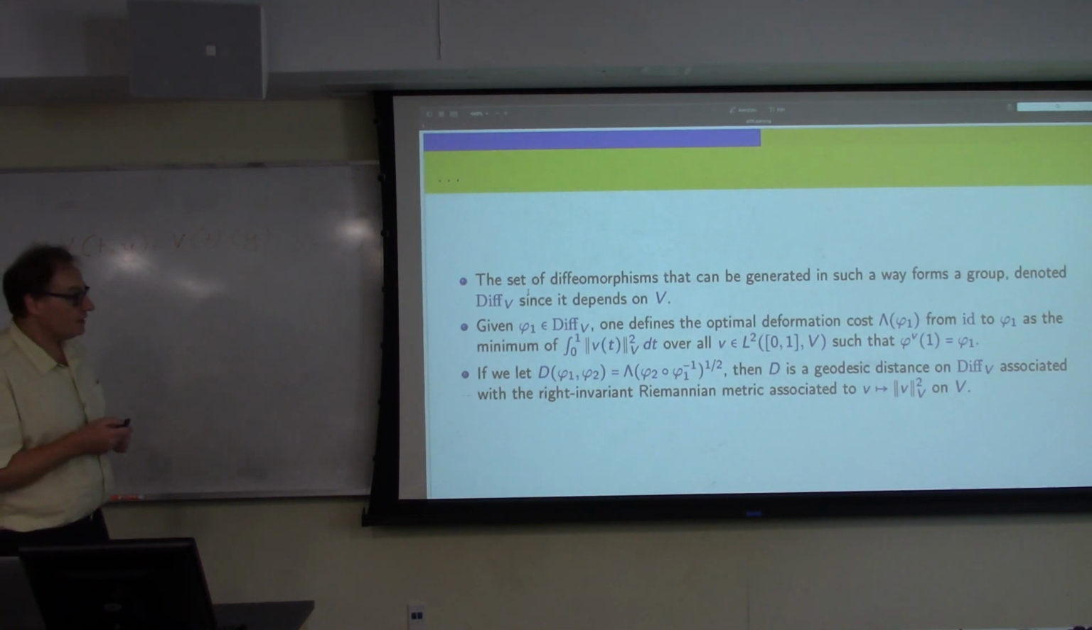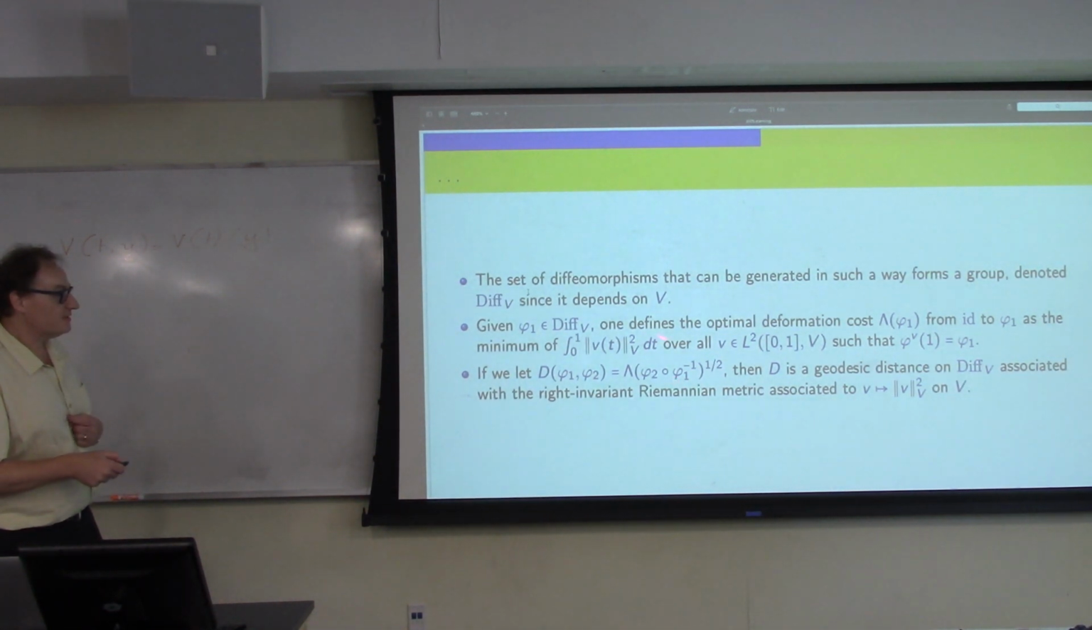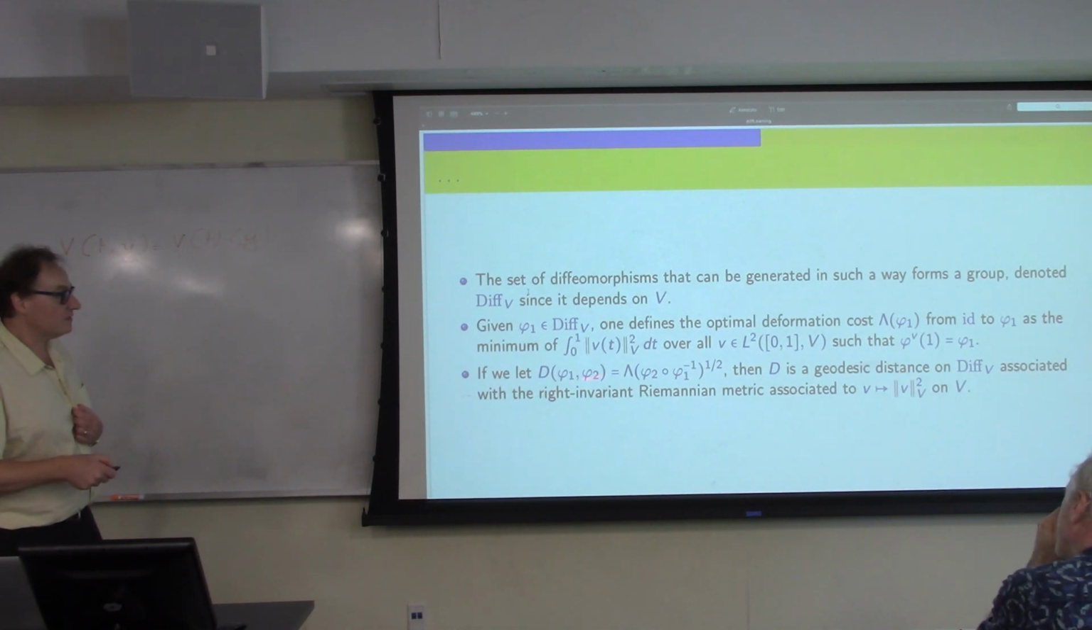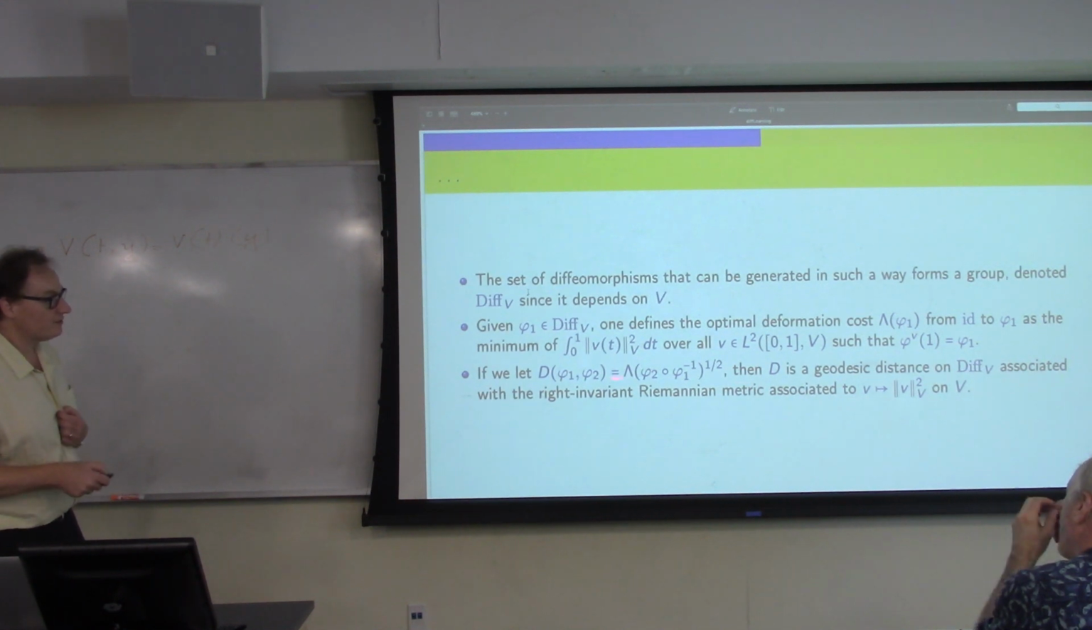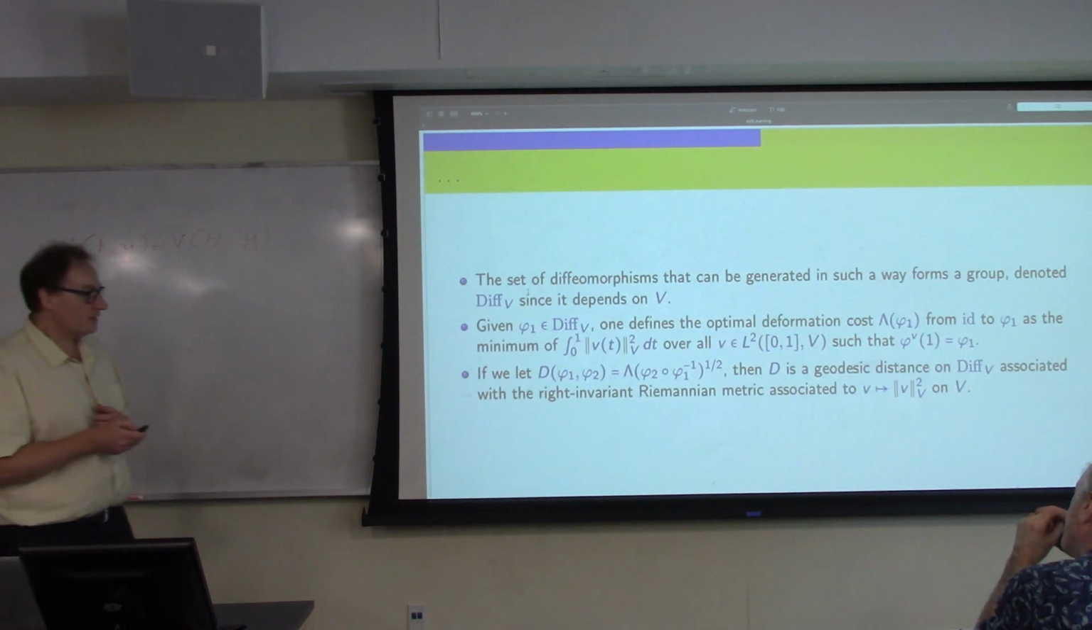So this is the whole framework, and this defines, so this cost function, if you take phi1 equals the identity, is just this lambda function that I defined here. So this distance is this lambda function. Square root, because we want it to be a distance, and that is measured as the minimum norm for any v that depends on time that can build this diffeomorphism.